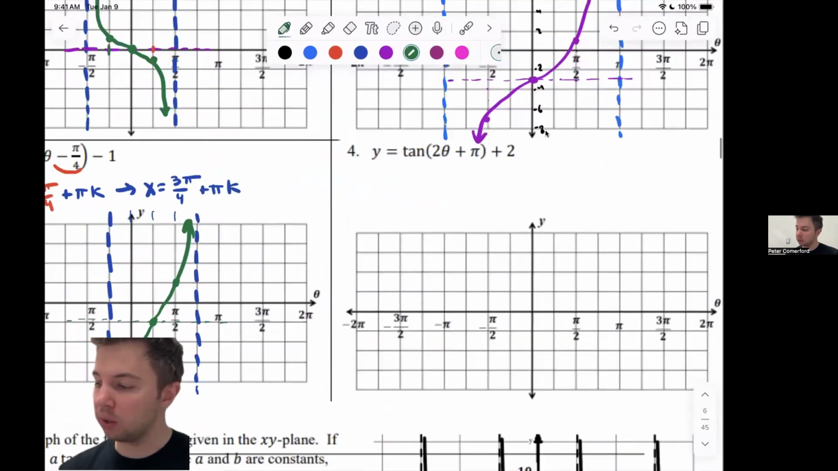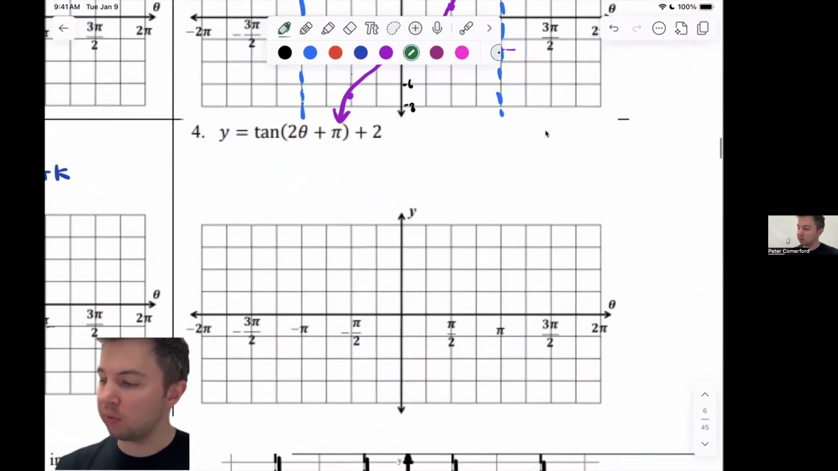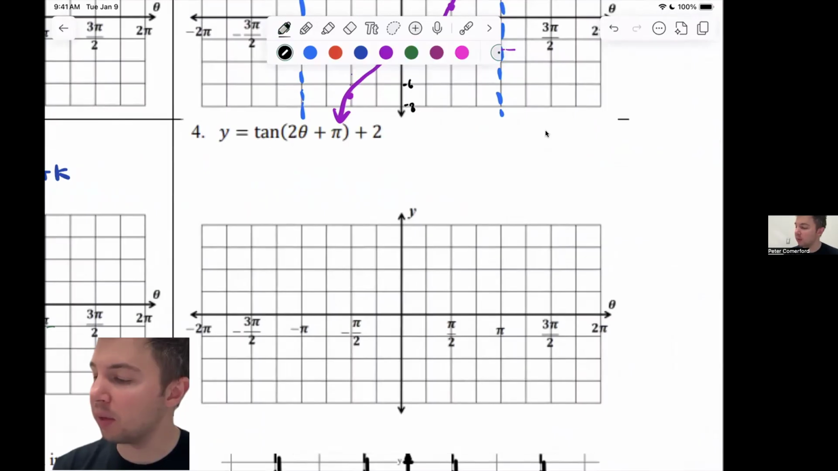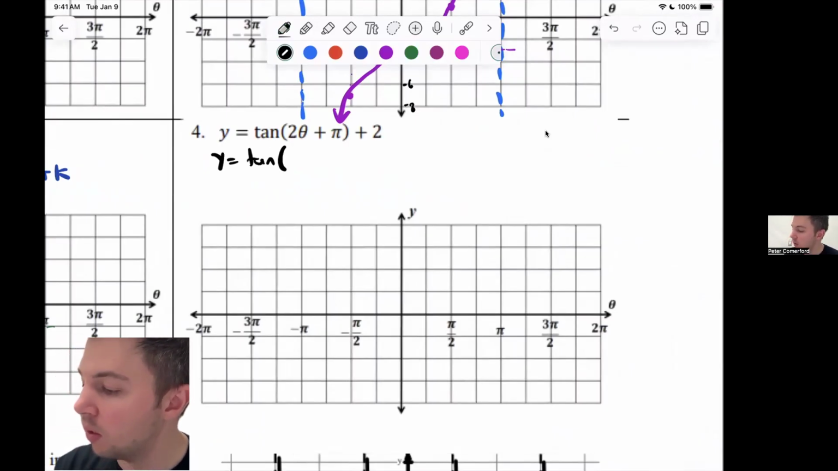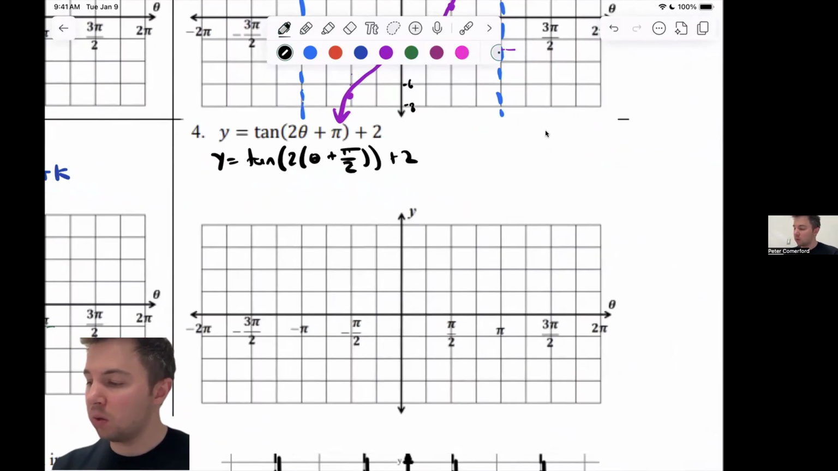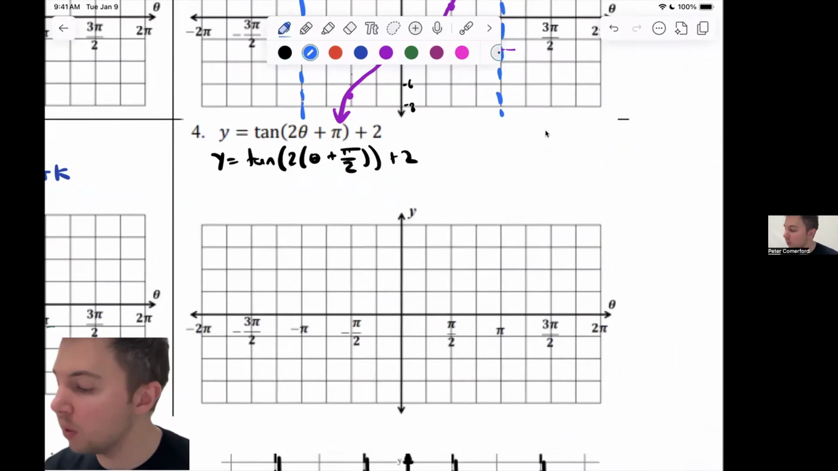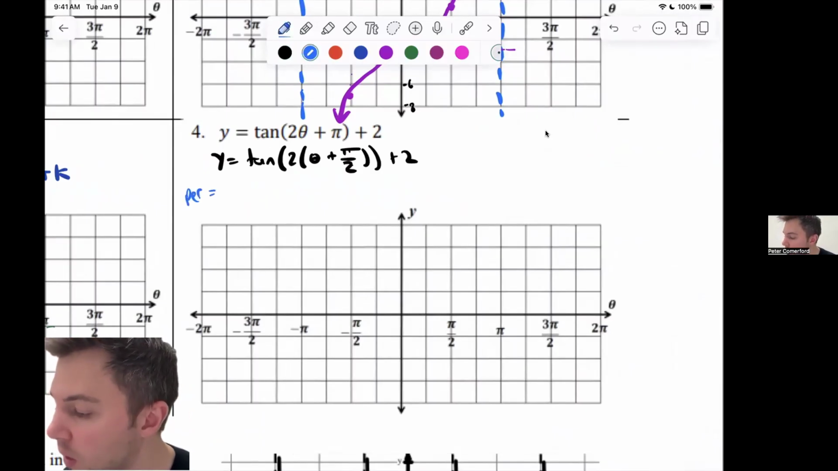Lastly, number 4, anytime I have that written like this, I got to factor out b. Tangent 2 theta plus, I'm dividing by 2, so pi over 2, plus 2. Okay, same process. Period equals pi over b, so pi over 2.